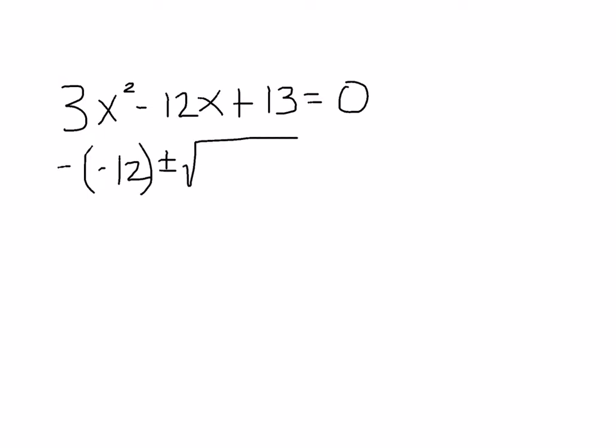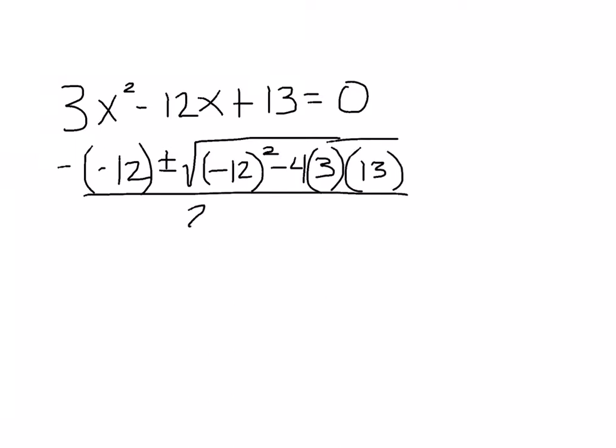Plus or minus the square root of negative 12 squared, minus 4 times what number's in the A slot? And what's in the C? All over 2 times 3. Now, to simplify it, a negative with a negative become a positive 12 plus or minus the square root of.